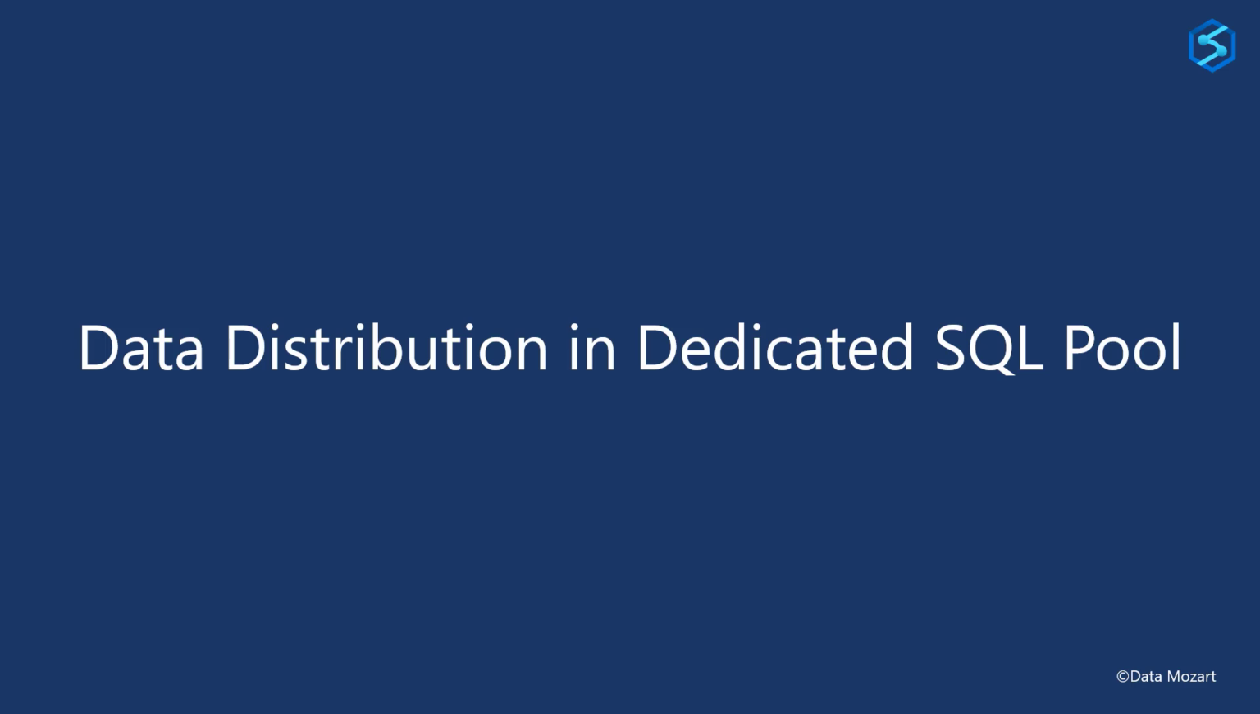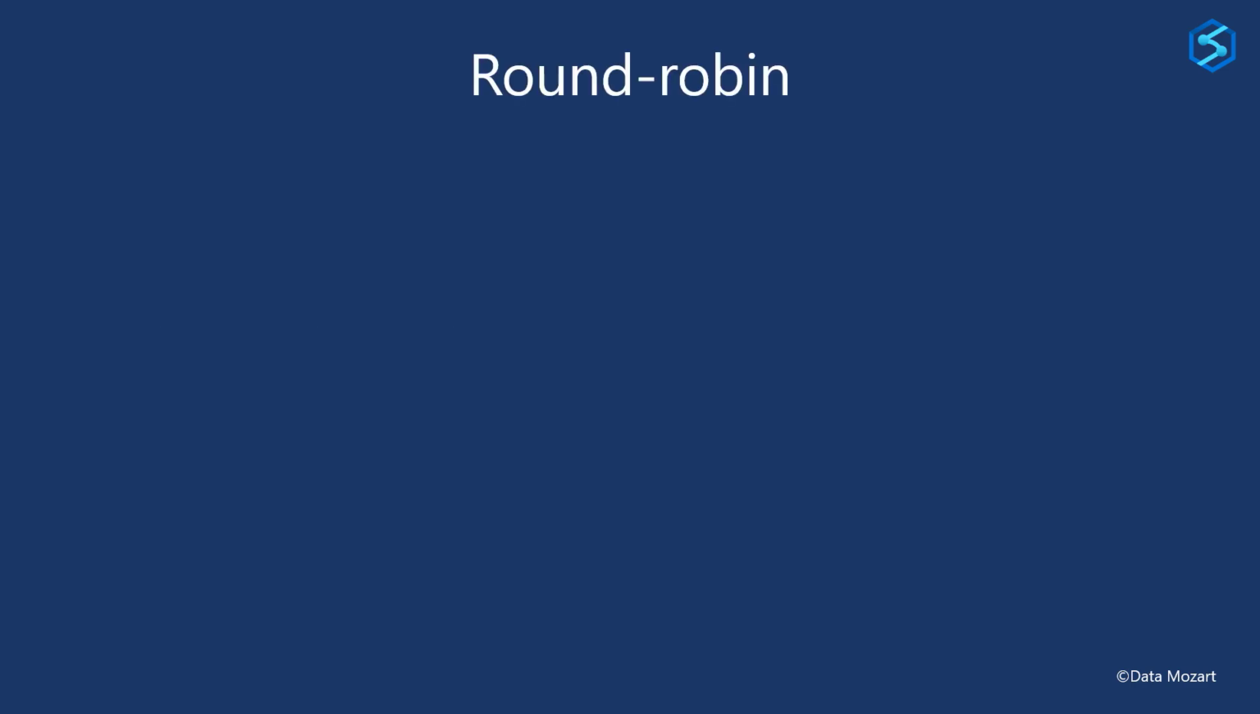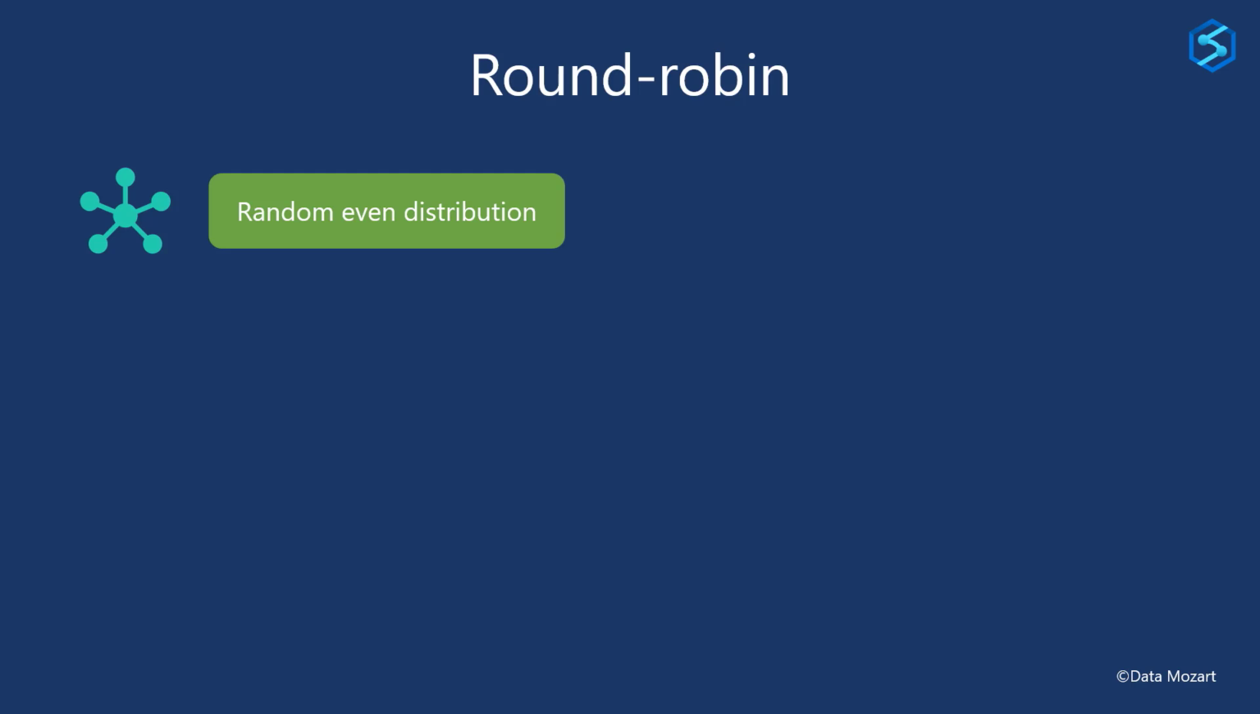It's a crucial task to understand the way these distribution options work, as this may have a huge impact on the overall workload performance. Let's start with the default option, called round robin. Round robin randomly distributes table rows evenly across all distributions.